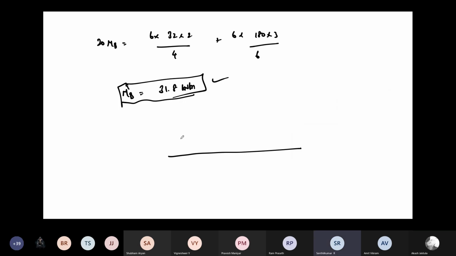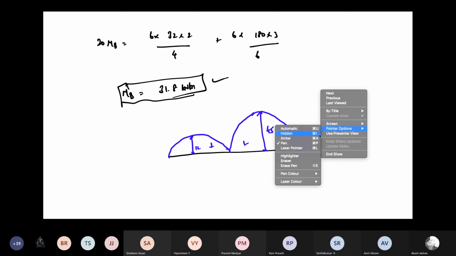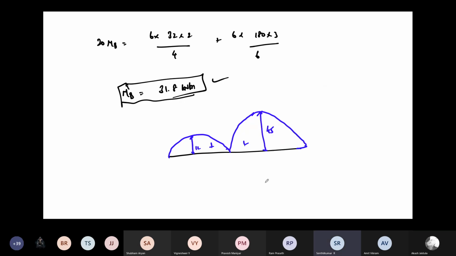So the first one is WL square by 8, which is 12. The second one, WL square by 8, is 45. That is over. Okay, this is 45 kN-m, this is 12. Both are positive. Then here your negative moment is 0. Okay, and what about here? The value is 31.8.